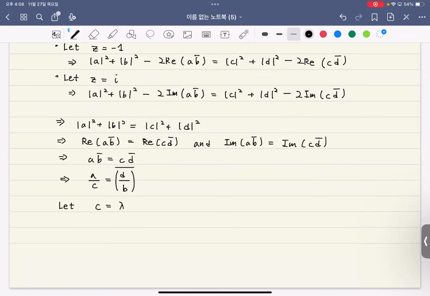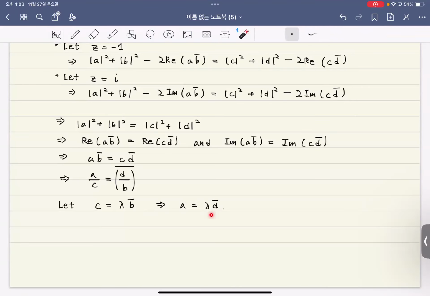So I will simplify this relation a little bit more. I will let C equal lambda times B bar, because they must have some ratios, so you must be able to find such a number lambda. Then if I plug in C equals lambda times B bar, you can actually safely get rid of the B bar. So A must be lambda times D bar.